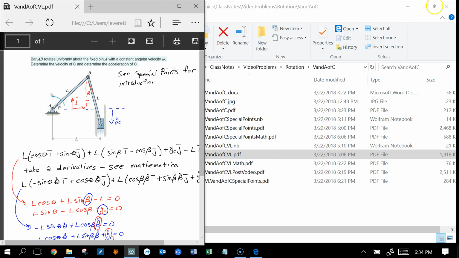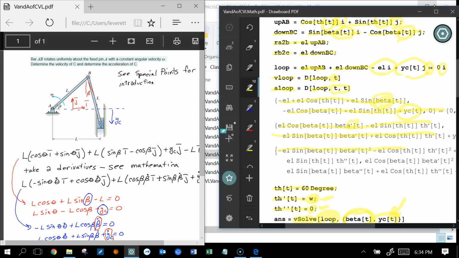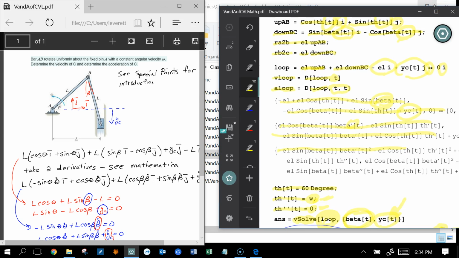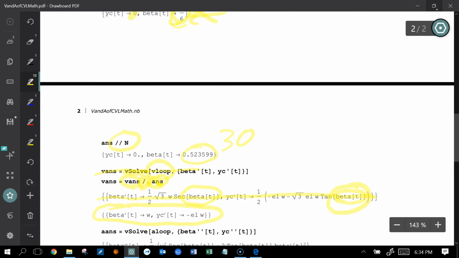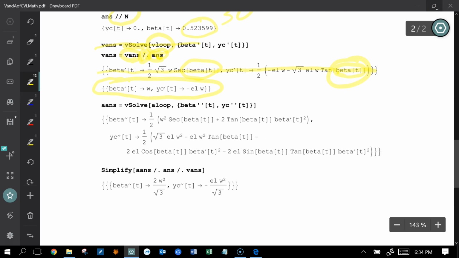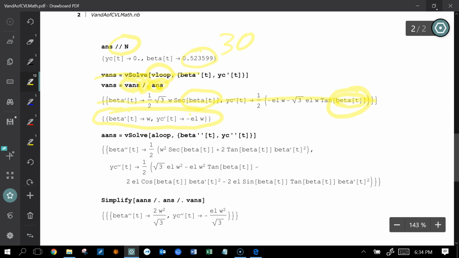The other way to look at it, maybe this is less confusing: YC is positive if it's down. So if YC is getting bigger, then the block is moving down. What is YC dot? YC dot is a negative number, right here. That means YC is getting smaller. If YC is getting smaller, then it's moving up.